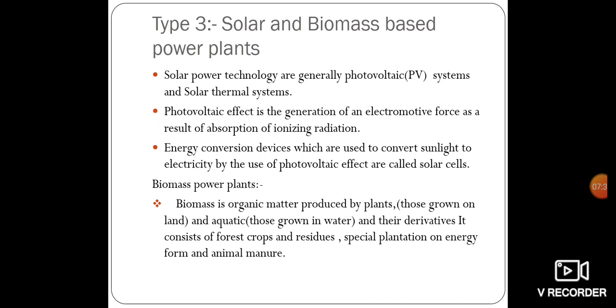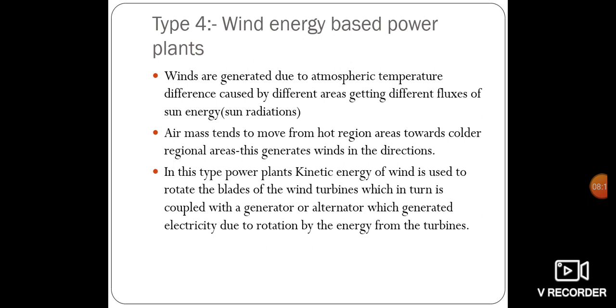Biomass power plants. Biomass is organic matter produced by plants, those grown on land, and aquatic, those grown in water, and their derivatives. It consists of forest crops and residues, special plantation on energy farm, and animal manure. So biomass is generally the organic matter which consists of plants which are grown on land and also in water, and also it consists of forest crops and residues or special plantation on energy farm, and animal manure like animal dung, excreta that can be used as a biomass.